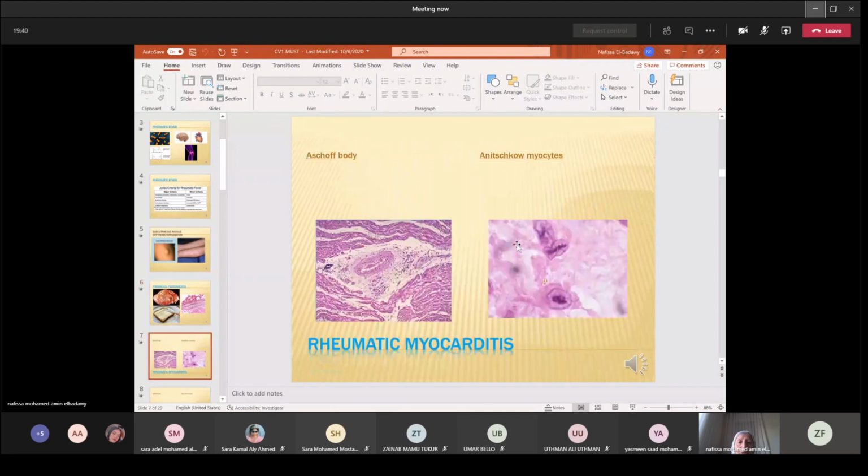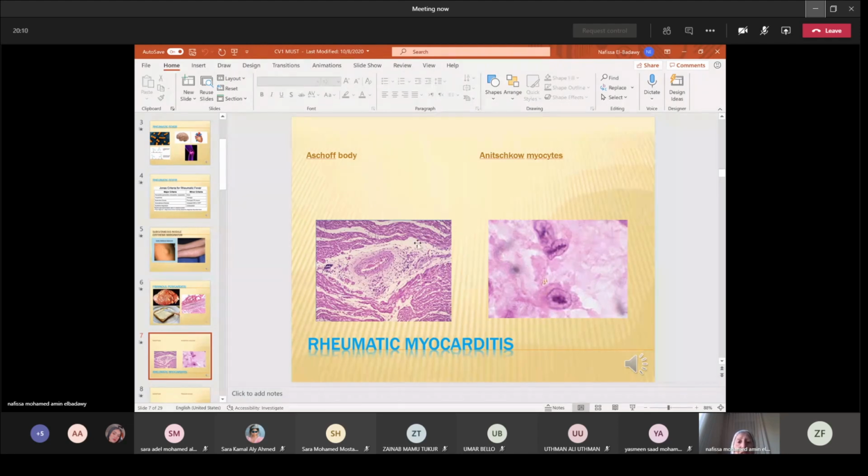As we move to the myocardium, it will be affected also by rheumatic fever, and we have rheumatic myocarditis, inflammation of the myocardium caused by rheumatic affection. This causes a characteristic lesion, which we call the Aschoff nodule or Aschoff body. What's the Aschoff nodule or Aschoff body?